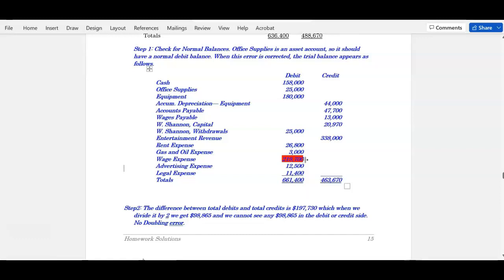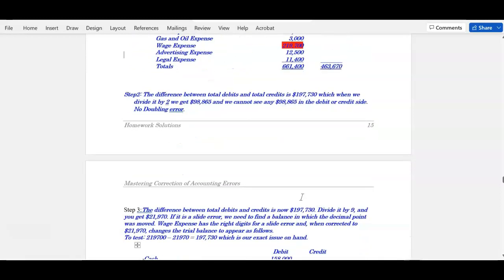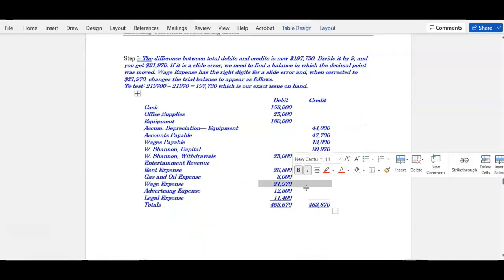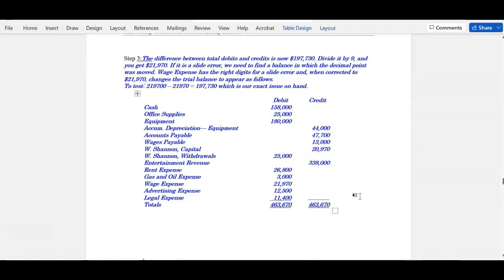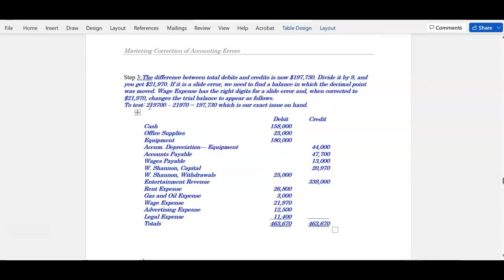How did I conclude that? Because it might be one less zero also, so remember that. But in this case, it's one more zero because the decimal has moved to the right. So I'm going to take one zero out of here. By doing that, you see, now everything is perfect. And just to test it, it's very easy: the difference gives you 197,730, and that's the exact problem that you have. So I don't need to go to step 4 because step 3 already fixed the issue.